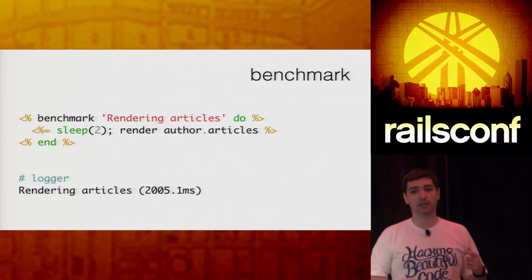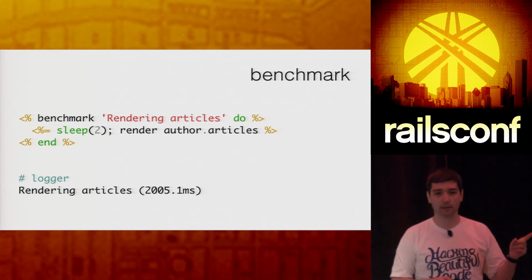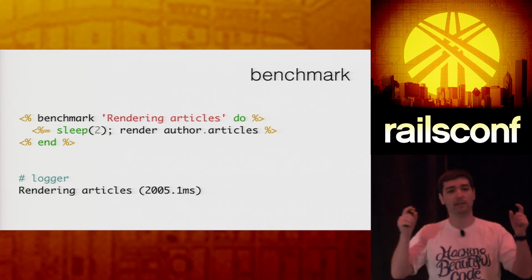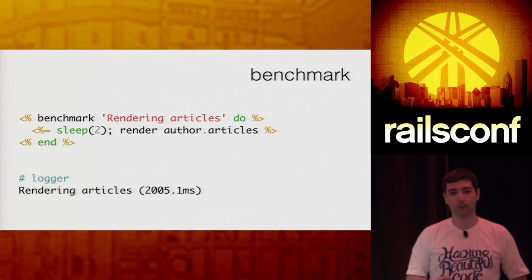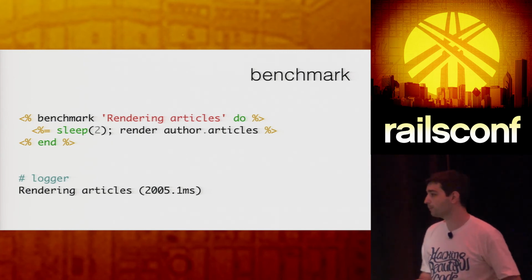And the last one is benchmark. The same way Active Record has benchmark, Action View also has this here, so you can use benchmark, passing a description and a block. It's going to log that for you in your default Rails logger.